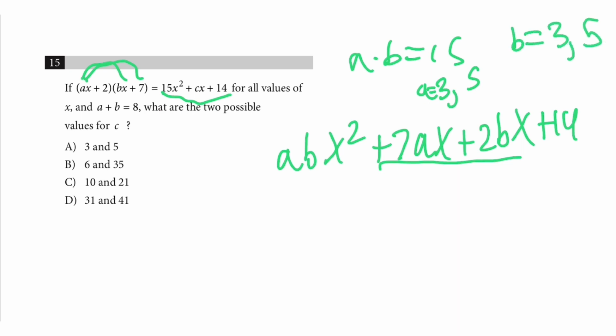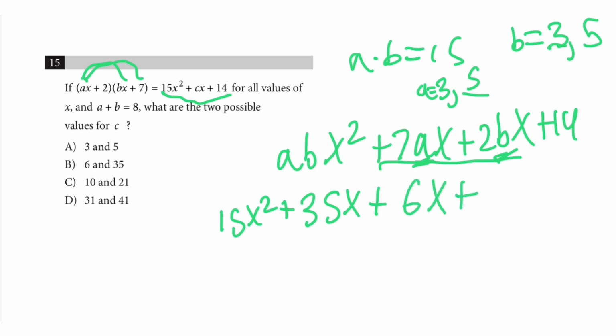Now that we know that, we can start off by plugging in these values in the middle here and see what two values we'll get for c. So the first one we'll try is b as 3 and a as 5. So now that we're going to try that, we're just going to have 15x squared plus 7 times a, if a is 5, is going to be 35x plus, and then b is going to be 3, so 2 times b, 2 times 3 is 6, plus 14.